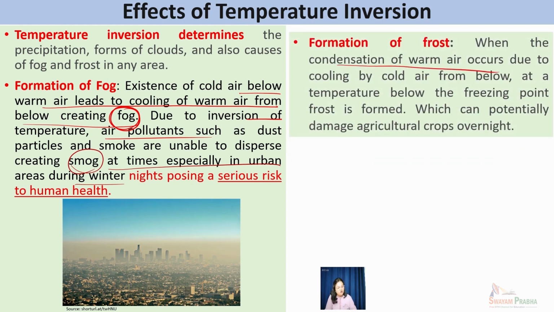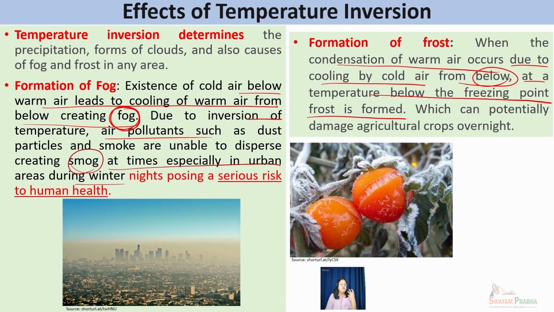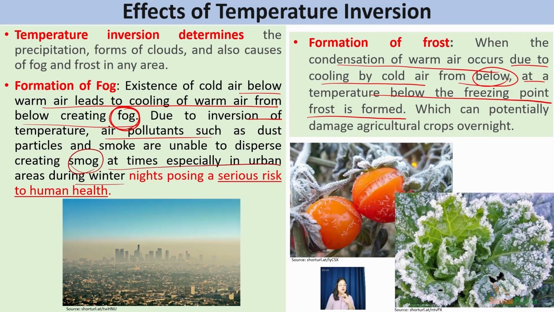When the condensation of warm air occurs due to cooling by air from below, at a temperature below the freezing point, frost is formed, which can potentially damage agriculture crops overnight. So areas of temperature inversion also experience frost, which is very detrimental to the crops grown in the region. It covers them with minute ice particles of frost, which damage the agriculture crops. So economically it can be very harmful for the production of crops and the production of fruits in the region.